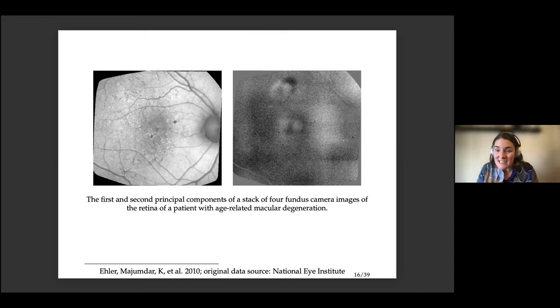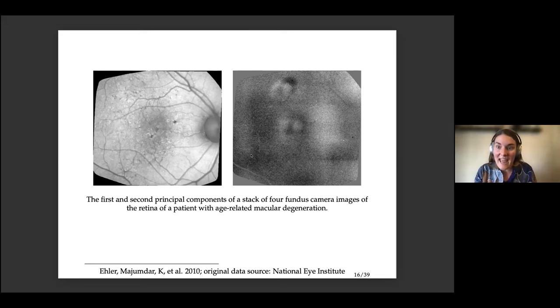Now, what we see here in the second principal component is something that when we showed this to the clinicians at the National Eye Institute, the woman who was in charge, the medical physicist in charge of taking these pictures, almost fell out of her chair, because she's looking at these pictures all day long and there is this thing that she could sense was happening in the pictures, but she couldn't put it to words.